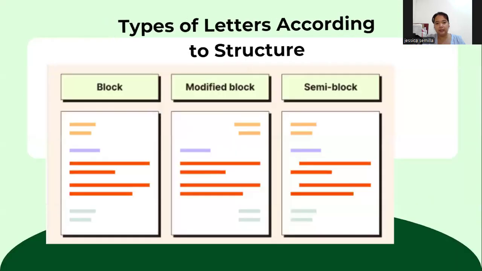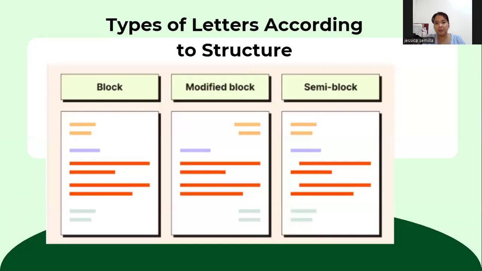All right. So these are the types of letters according to structure. We do have three. First, of course, we have the block. As you see, it is in a block structure wherein the letterhead, the salutation, the body, and the closing line are all lined up with the left line.